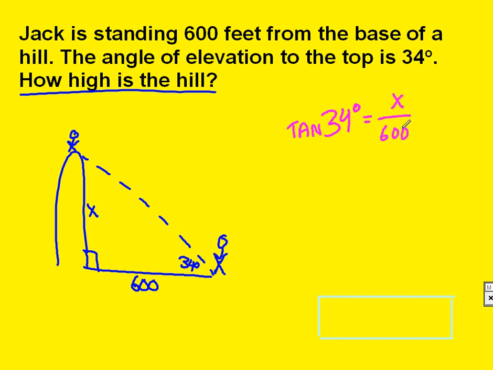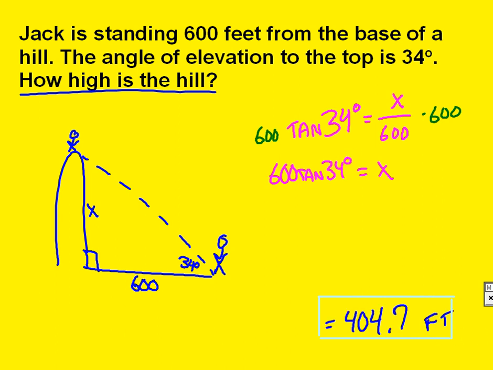Now, when I see my x up high, that's how I know to multiply. It's like I'm multiplying both sides by this thing on the bottom, 600. So that means that my answer, x, is going to equal 600 times tangent of 34 degrees. And when I plug that in my calculator, I should get as my answer 404.7 feet. Alright, those ones shouldn't be too bad.